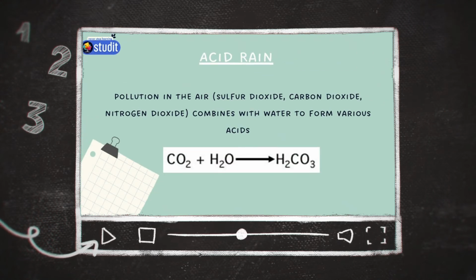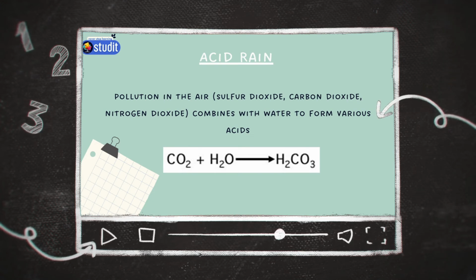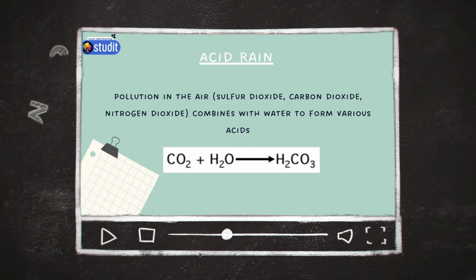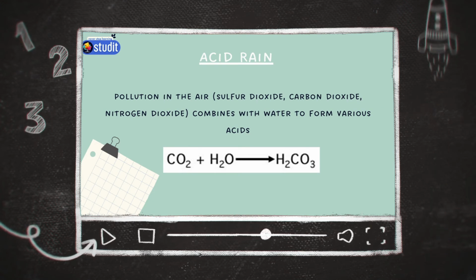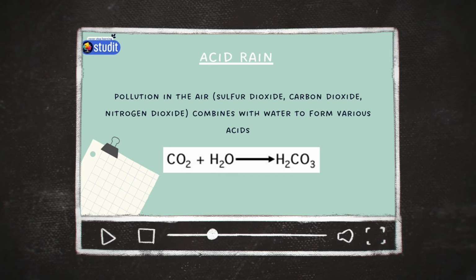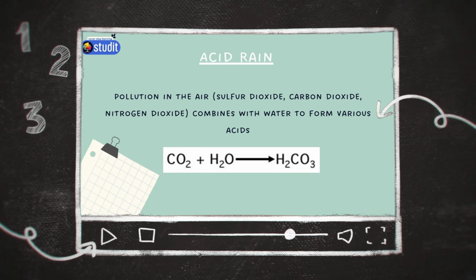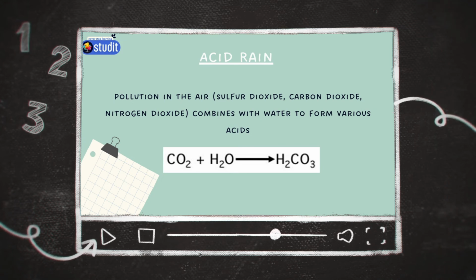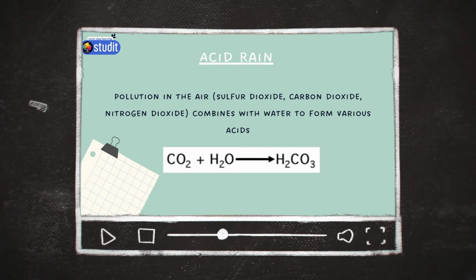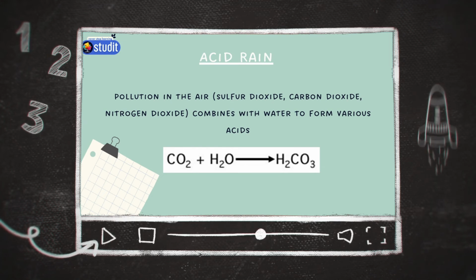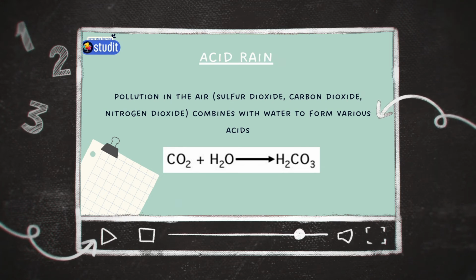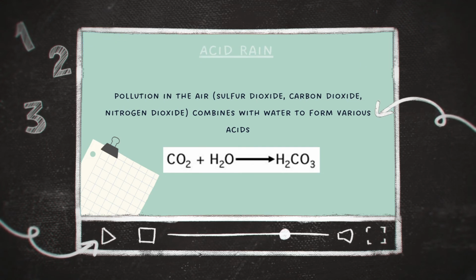Then acid rain. Some pollutants like sulfur dioxide, carbon dioxide, and nitrogen dioxide get into the air and pollute it. And when rain occurs, with the water particles it mixes and combines to form products like sulfuric acid and carbonic acid, and drops down with the water. It is called acid rain.